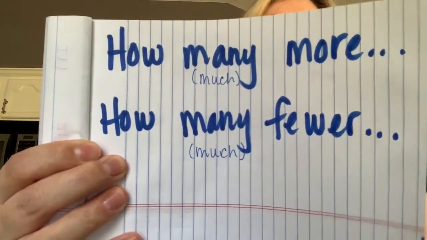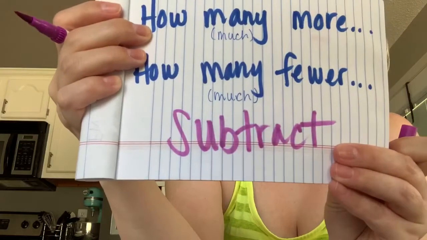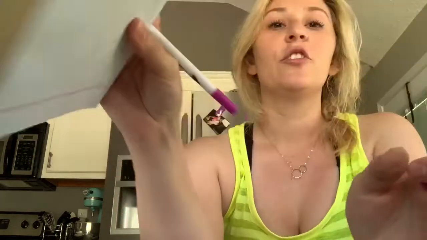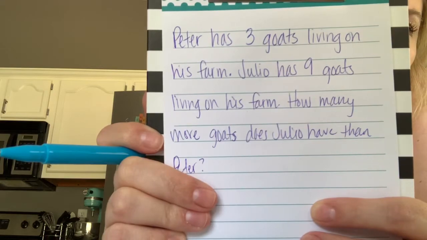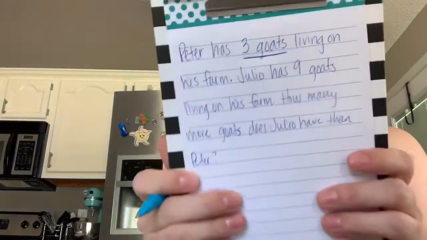So how many more, or how much more, how many fewer, how much fewer? These problems are always going to mean one thing. When we look at it and we break it down, it's going to mean to subtract, to take away, to find the difference, okay? So let's get started with this problem. Let's reread it. Peter has 3 goats living on his farm. What is important in that we need to underline? Very good. 3 goats. We know Peter has 3 goats.